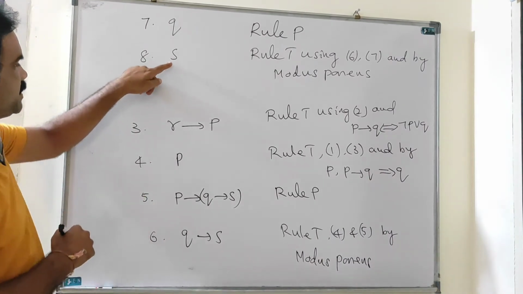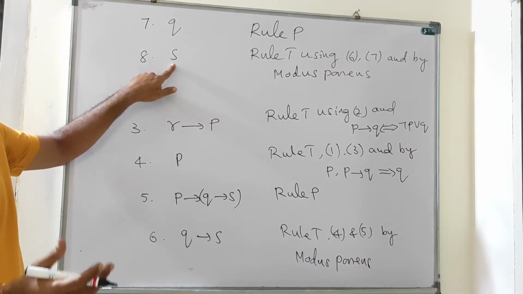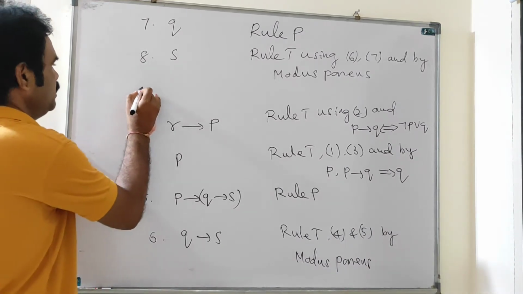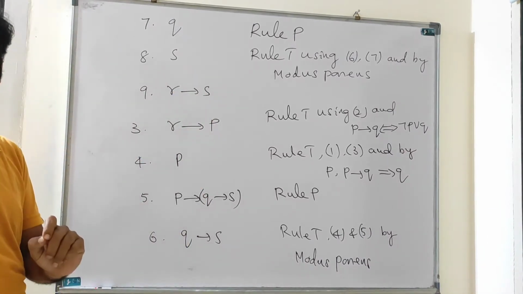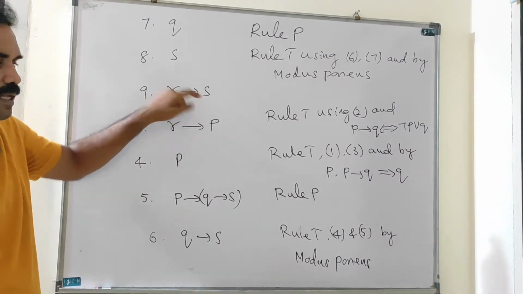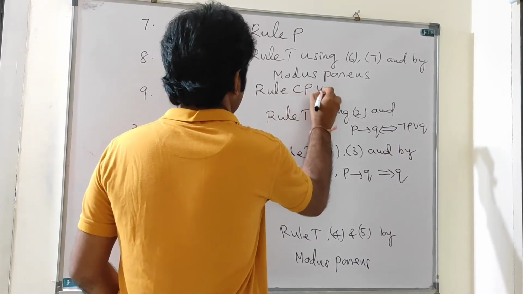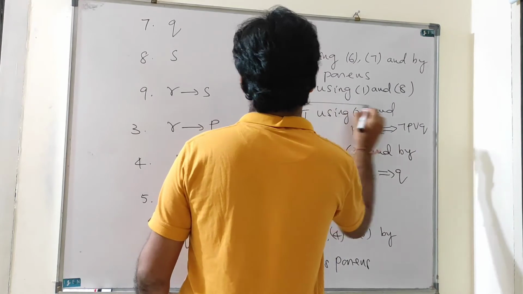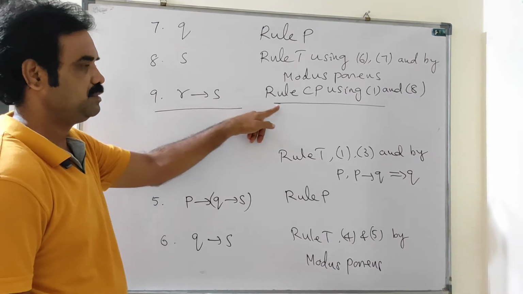Okay. Now see the next step. That means we derived S from R on the given set of premises. By rule CP, R implies S can be derived directly. Hence R implies S. See, the first step is R and using the given set of premises we derive S. By rule CP, R implies S can be derived from the given set of premises. Rule CP, using 1 and 8. And hence R implies S can be derived by using rule CP.